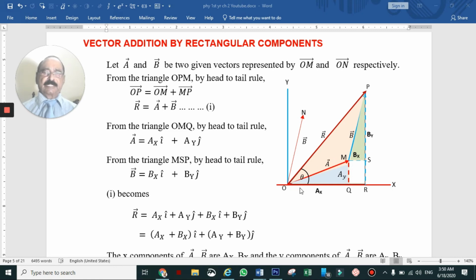Now you can consider that the same R vector is equal to the resultant of A vector and B vector by head to tail rule. It is written over there. This is the pink triangle. Now this triangle is given blue color. It is for A vector. By joining same way by head to tail rule, A vector can be written as OQ vector, but this is not the vector. This can be made vector.